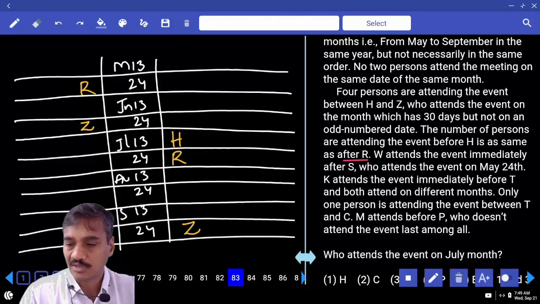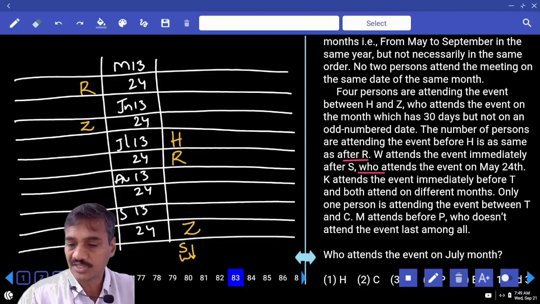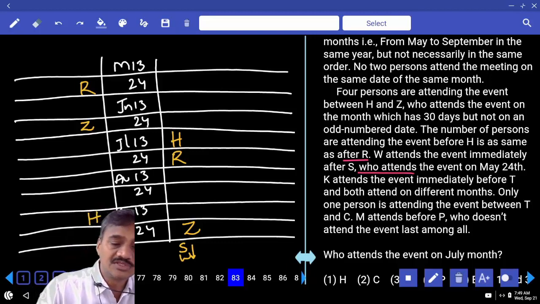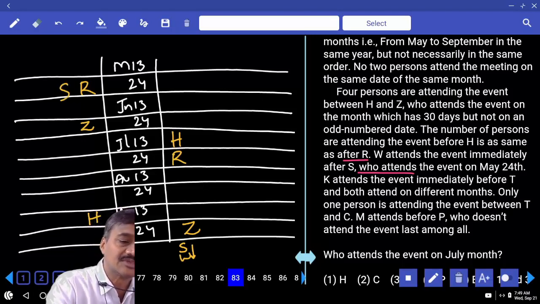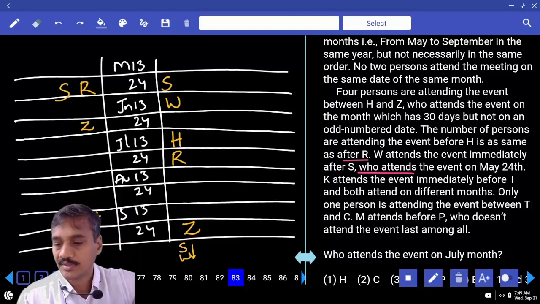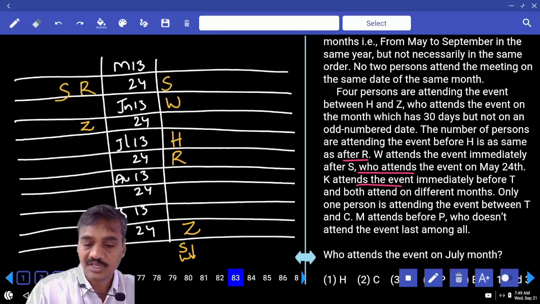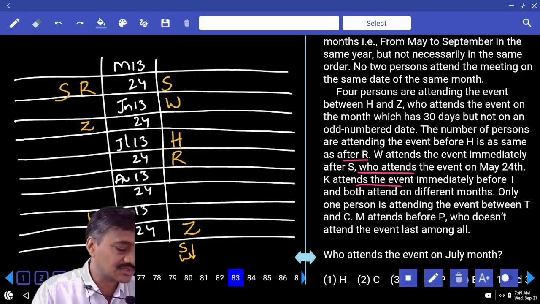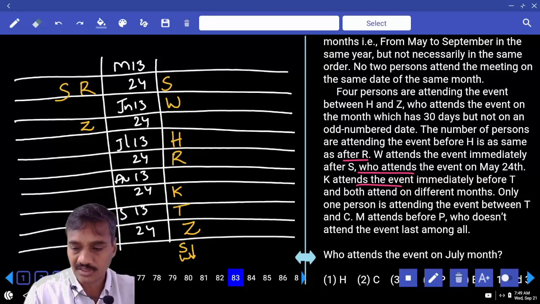And next one, W attends the event immediately after S, who attends the event on May 24th. S is on May 24th, clearly given. Is it possible in the first case? In the first case, S and R must be in the same place, not possible. Hence S is here, and W must be on June 13th. K attends the event immediately before T, and both attend in different months. K is on August 24, and T is here.